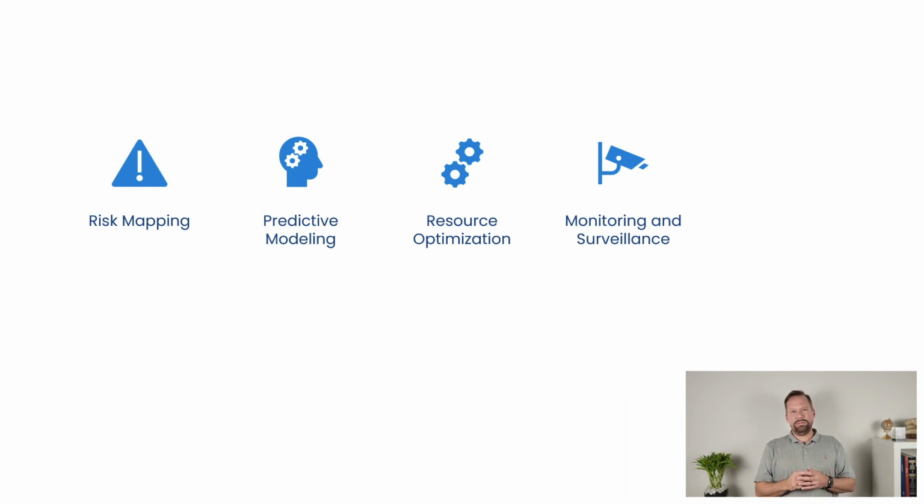Monitoring and surveillance. Continuous AI-driven monitoring provides real-time surveillance of environmental health hazards, enhancing early warning systems. And finally, community engagement. AI identifies at-risk communities, supporting tailored public health communications and educational initiatives to increase resilience. These applications allow public health organizations to respond more effectively and preemptively to environmental health challenges.